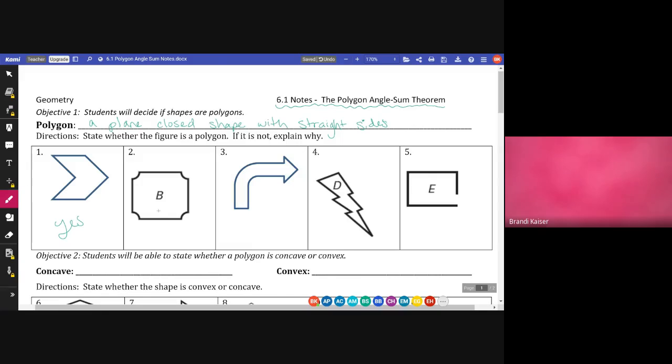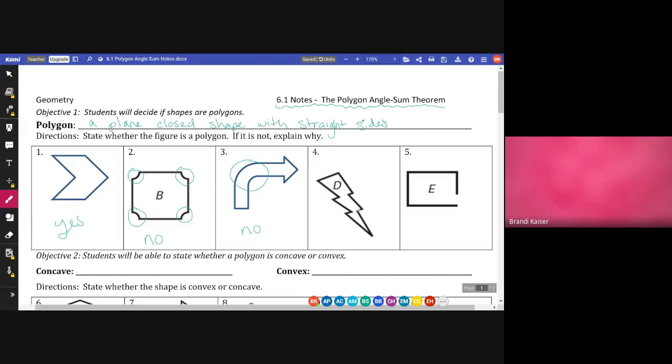Now, when I look at number two, it is closed. It is two-dimensional. But if you look for the straight sides, if you notice the corners here, each of these corners are curved. Just because those are curved, it cannot be a polygon. So that one is a no. Number three, it is two-dimensional. It is closed. But again, if you look for straight sides, there's these curves right here, this bend in the shape. We don't want that. That cannot be a polygon.